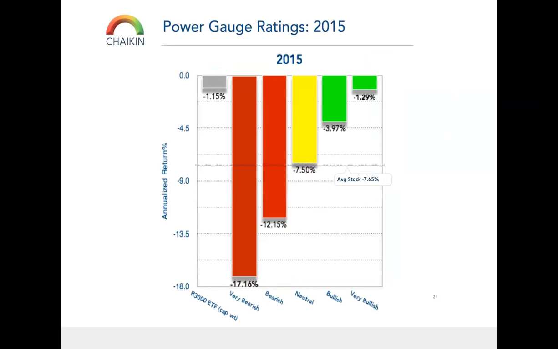And that's what happened to a lot of people who were trading fracking stocks too late in the game, like Kinder Morgan and Range Resources. The average very bearish stock in the Russell 3000 was down over 17% in that year, while the S&P 500 was only down 1%. So you needed to avoid the bearish stocks.